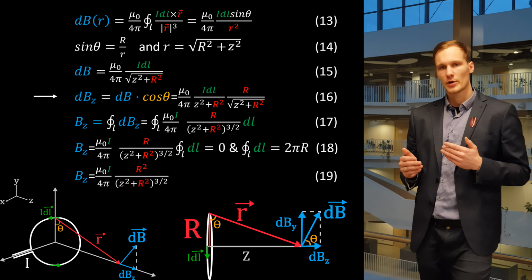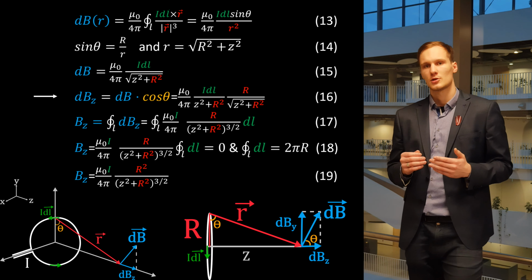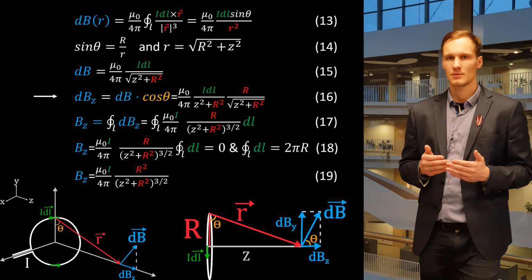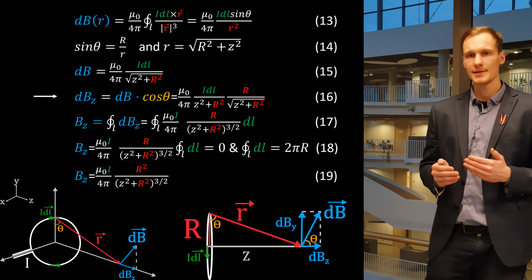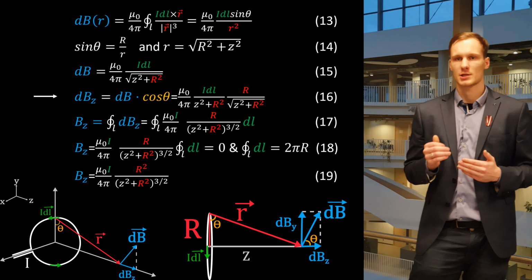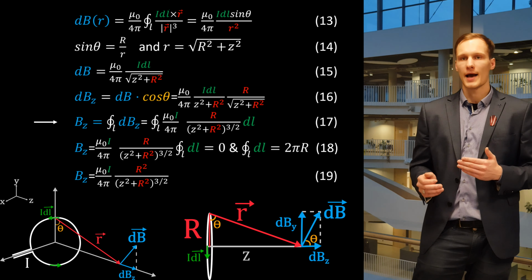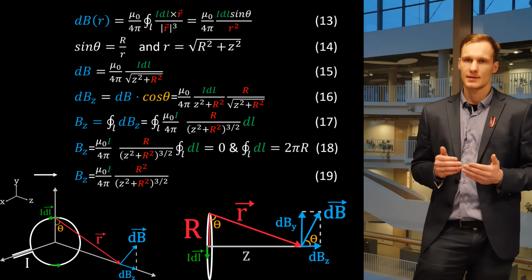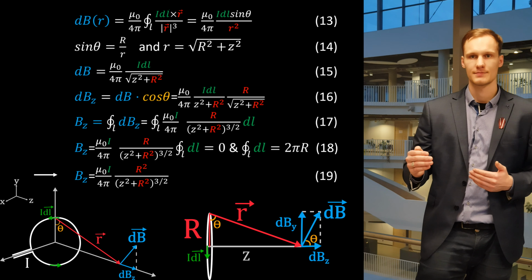Mathematically, we use expression 16 to obtain dBz. There, we get it by multiplying cosine theta by dB. Then we do the line integration in expression 17, and in the result, we obtain Bz in expression 19.